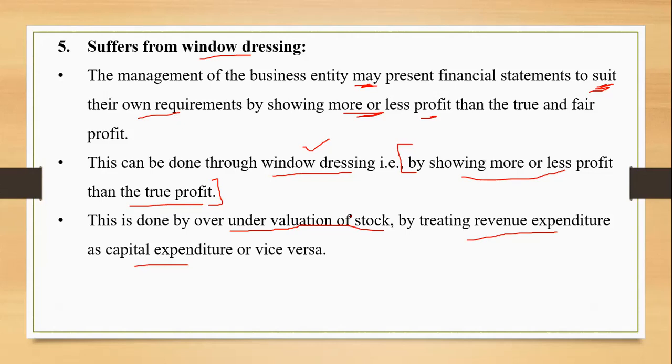Treating revenue expenditure as capital expenditure. Matlab, suppose I have paid for electricity. It's a revenue expenditure. Unnecessarily, I'm showing it as a capital expenditure. Matlab, revenue expenditure है जो मेरा normal expense है, routine expense है. I'm trying to show it as an asset. Asset में ज़्यादा आएगा value. So unnecessarily my financial position, which is a wrong way actually, will look better.